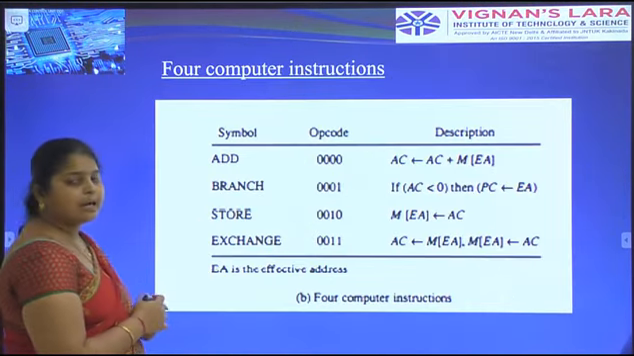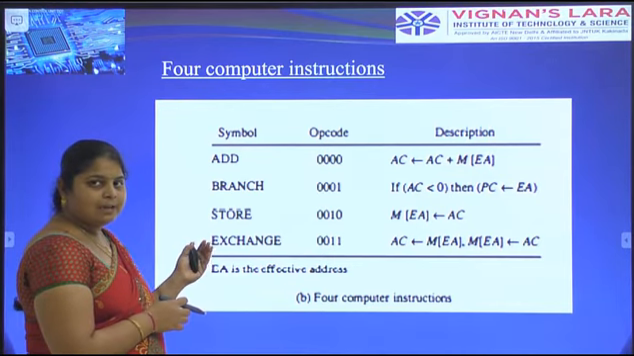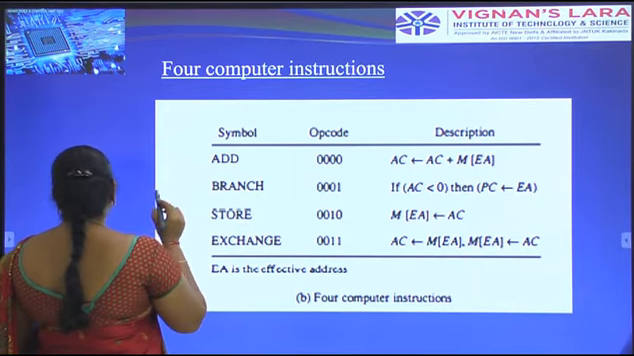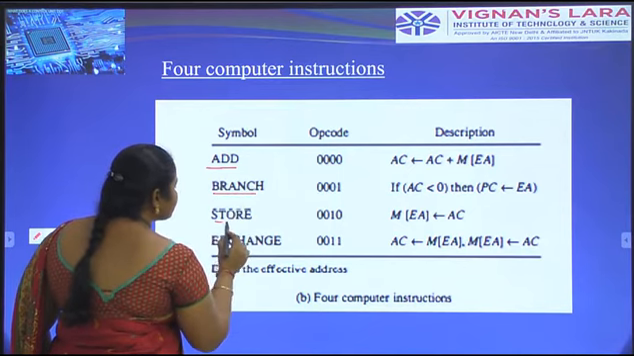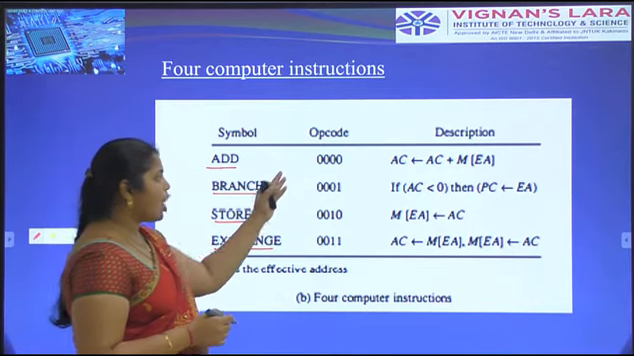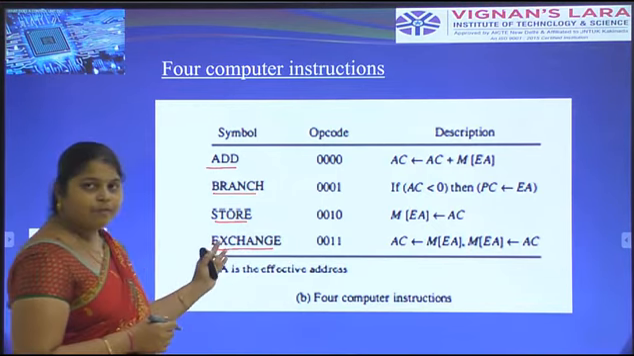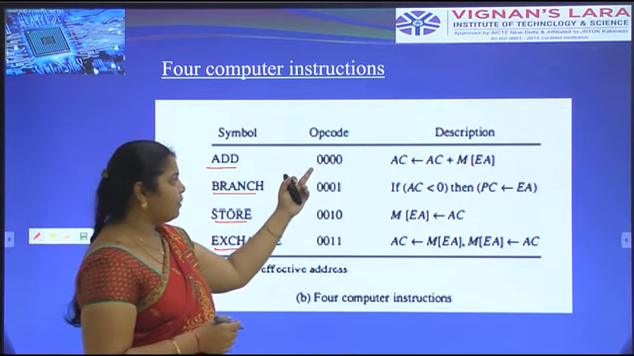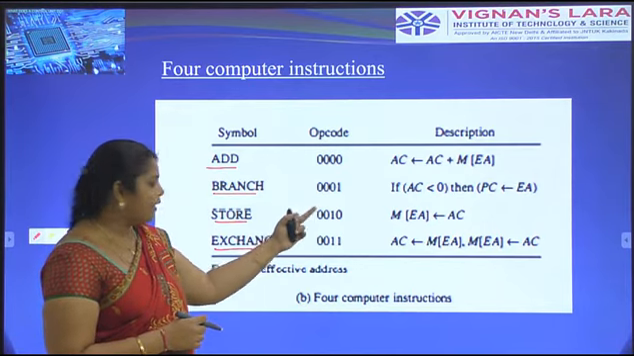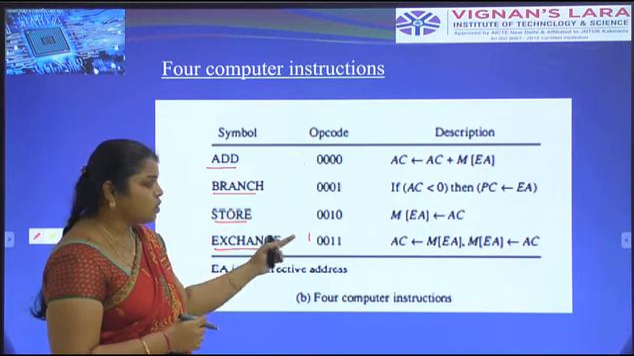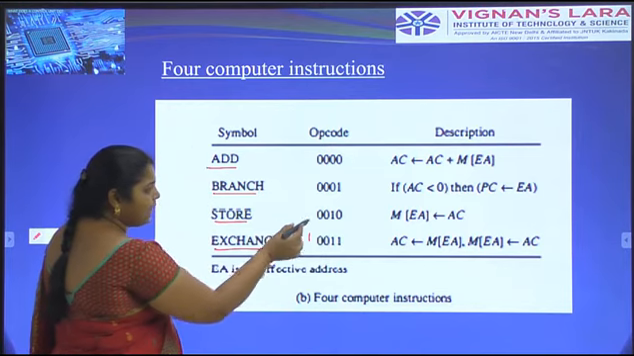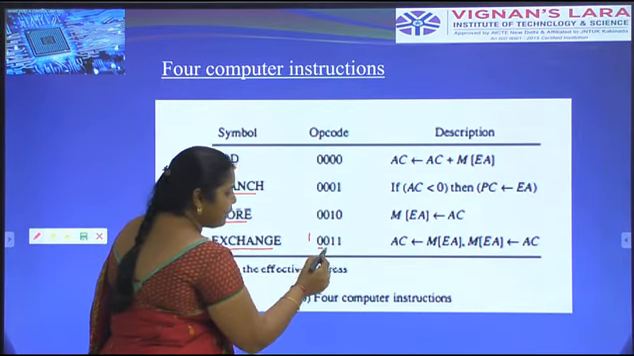Next, these are the 4 computer instructions mainly available in the computer. The first one is add, then branch, store and exchange. These are the 4 mainly available computer instructions. This is the opcode, which decides which operations are performed with the help of these instructions. Add starts with 000. Next, branch starts with the opcode 001 in 4-bit representation. These opcodes are in 4-bit representation. Store means 0010, represented with binary number 2. Exchange is represented with binary number 3.